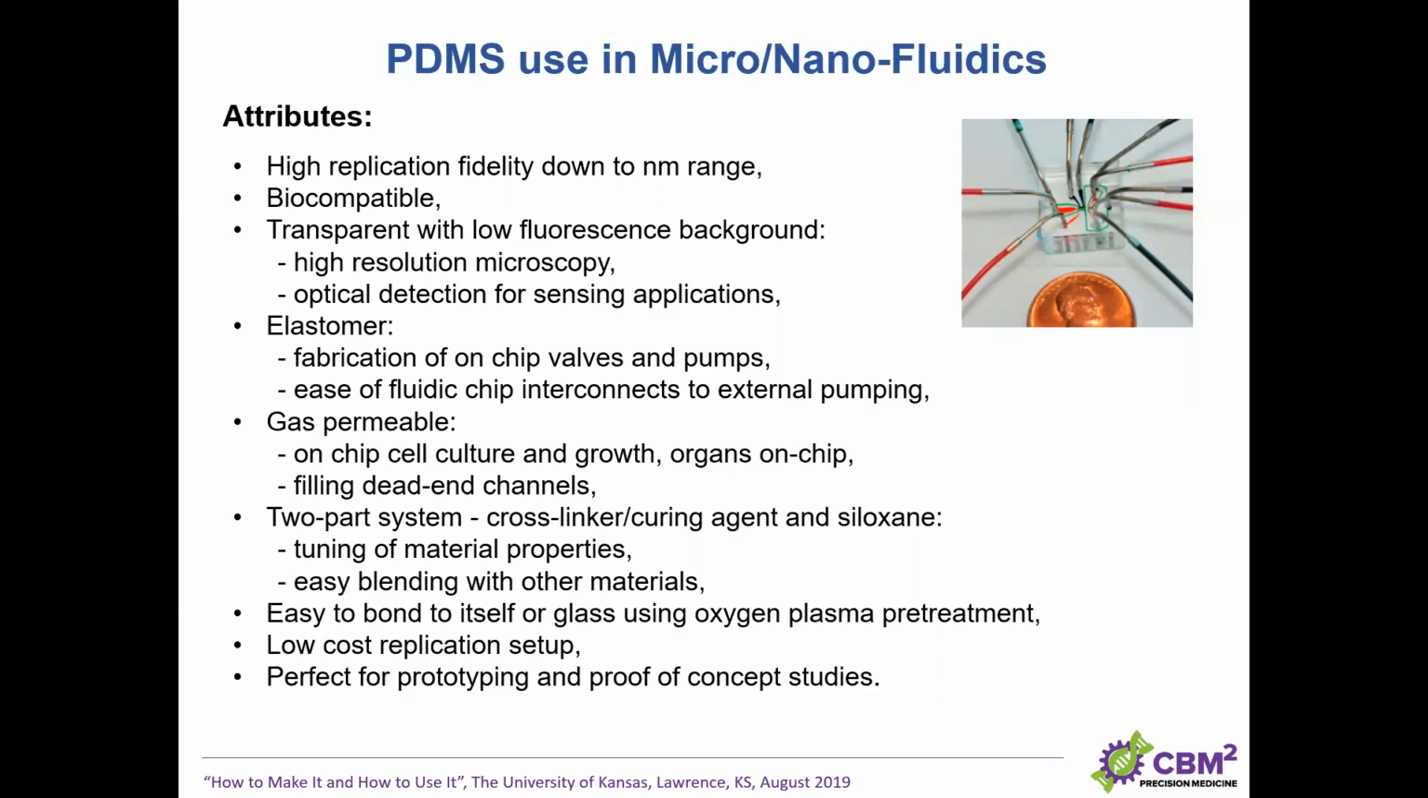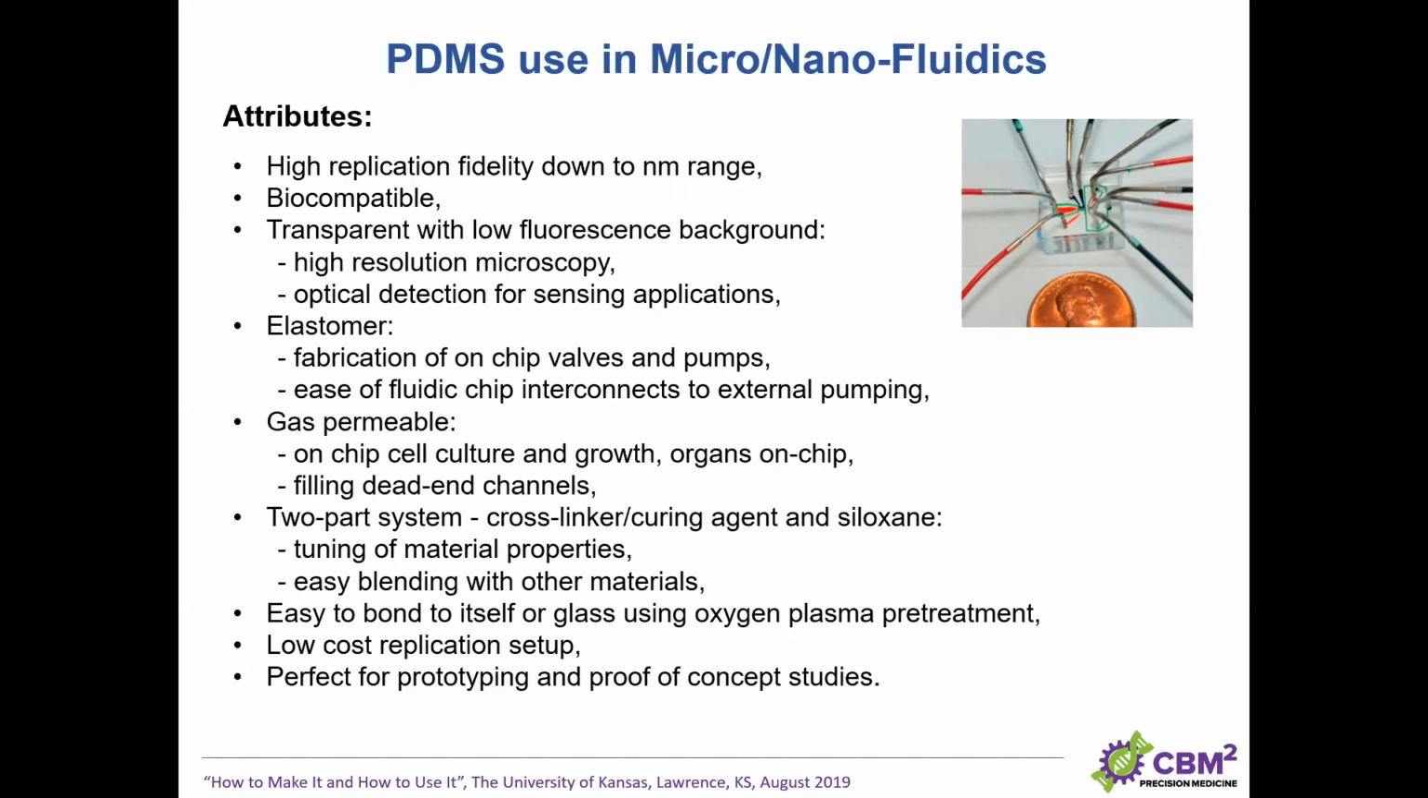It also makes it very easy to make fluidic chip interconnects. In this chip, for example, you basically punch a hole in the material and stick the tube in it, and it sticks. It's gas permeable, which allows for on-chip cell culturing, organs on chip. You can also fill dead-end channels, which, for example, in hard plastic, like thermoplastics, is not really possible.